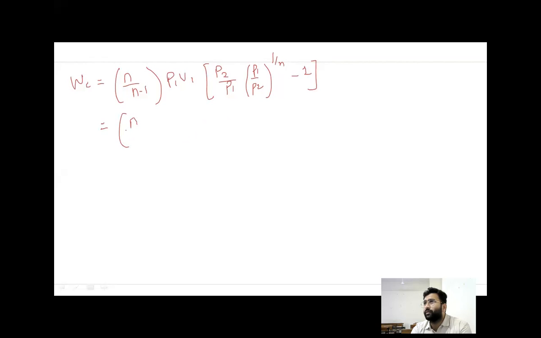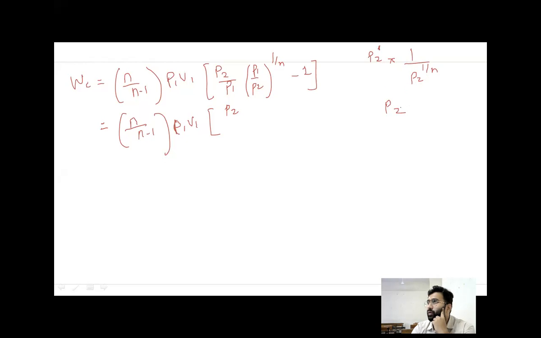So you can simplify this one also. N upon n minus 1 P1 V1 into bracket. So this is 1 minus 1 by n. So you can write that way also. So it will be P2. You see here, a little bit of explanation I will give. This is actually P2 into 1 upon P2 raised to 1 by n. So how to write this as one term? This will be P2, here index is 1. Here index is minus 1 by n.